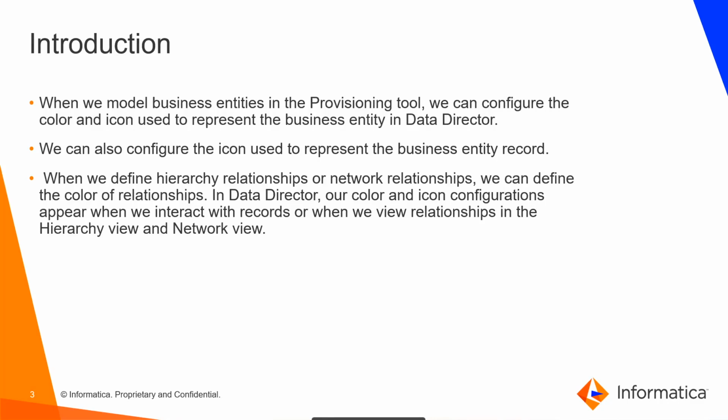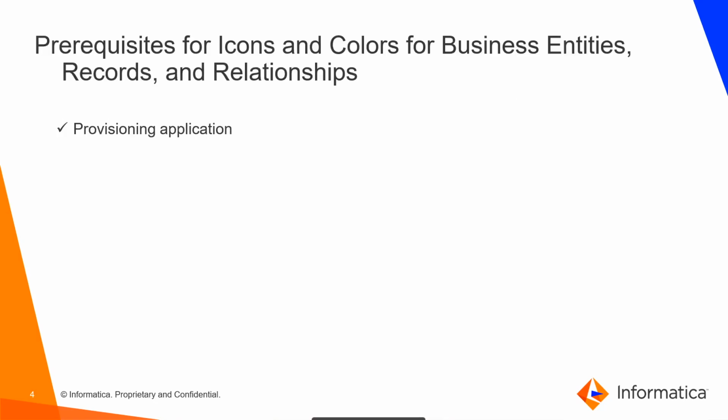used to represent the business entity in the data director. We can also configure the icon used to represent the business entity record. For example, if we are configuring person as a business entity, we will get the option to select a particular icon and color for that business entity. When we define the hierarchy relationship or network relationship, we can define the color of the relationships. In data director, our color and icon configuration appear when we interact with records or when we view relationships in the hierarchy or the network view.